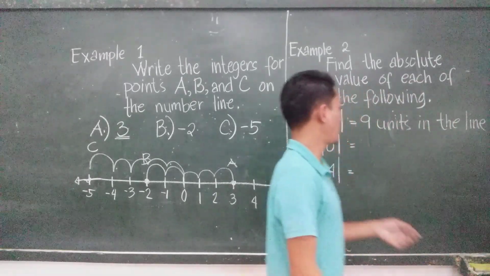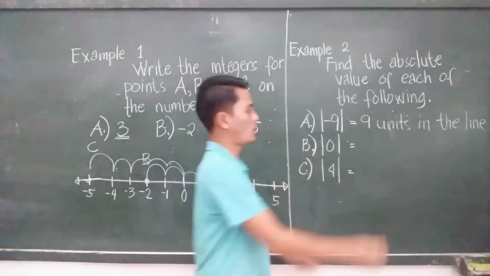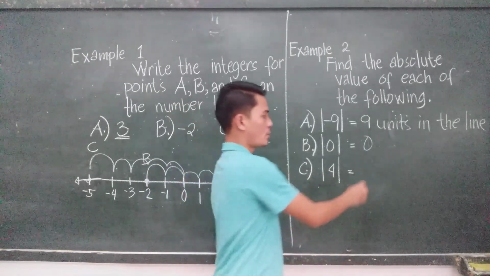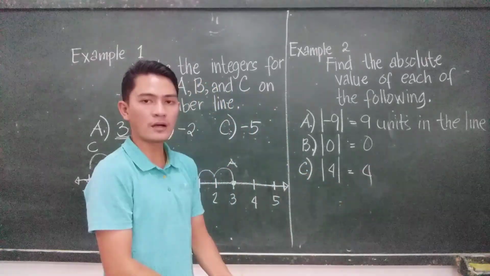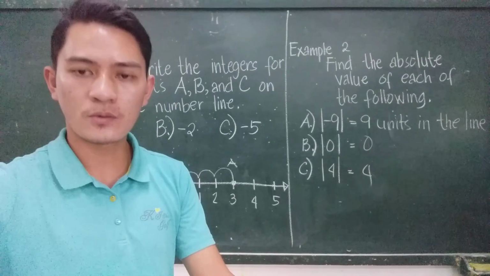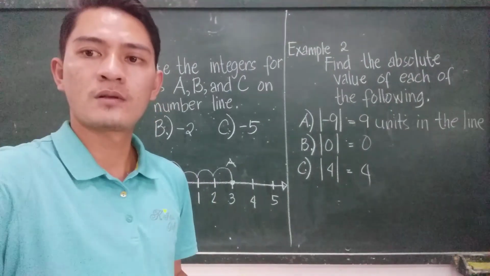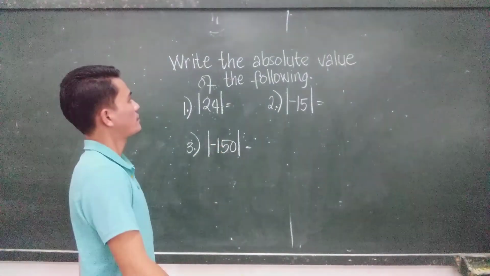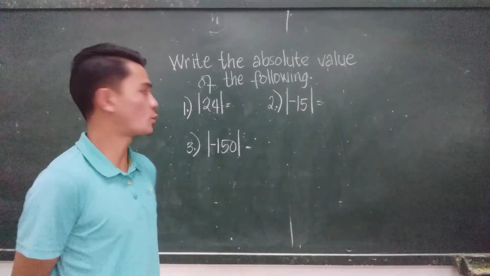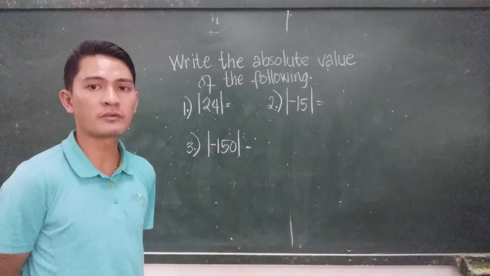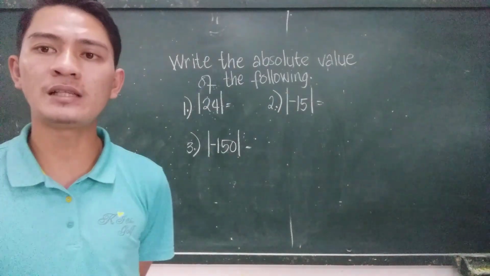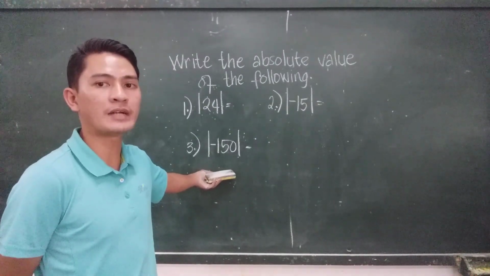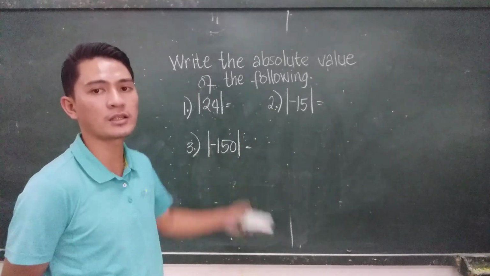Next, we have the absolute value of 0, which is 0. How about the absolute value of 4? We have 4. So, we have 9, 0, and 4. Now, try to solve it on your sheet. Write the absolute value of the following. Number 1, absolute value of 24. Number 2, absolute value of negative 15. And number 3, absolute value of negative 150.